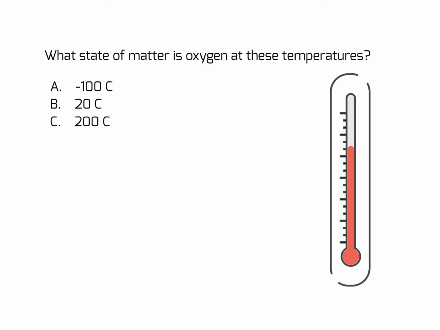Okay, so this question says, what state of matter is oxygen at these temperatures? Now for oxygen, the melting point is minus 219 degrees Celsius, and the boiling point is minus 183 degrees Celsius. Now you have to be very careful because in your questions sometimes people don't notice a minus symbol, but it's obviously so important to get the answers right. So for this one, let's draw our number line again.